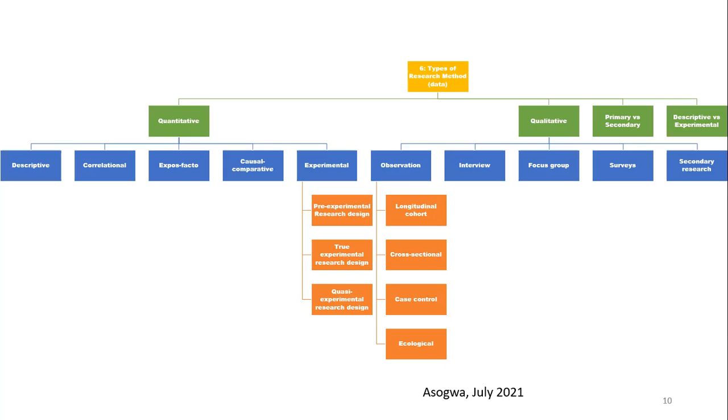Then we have the descriptive, those that are there to describe and explain the characteristics of the phenomenon. And we also have experimental, which tries to manipulate the variables to obtain different figures, different values or numbers or data from the study.